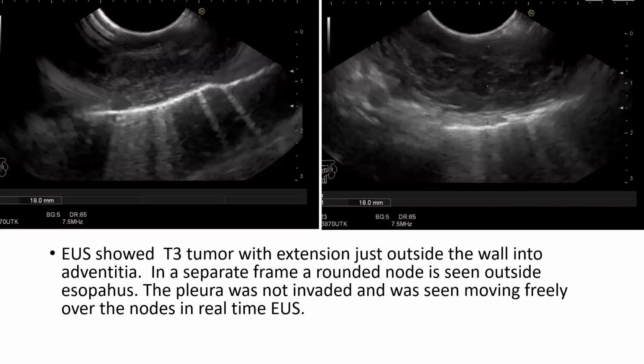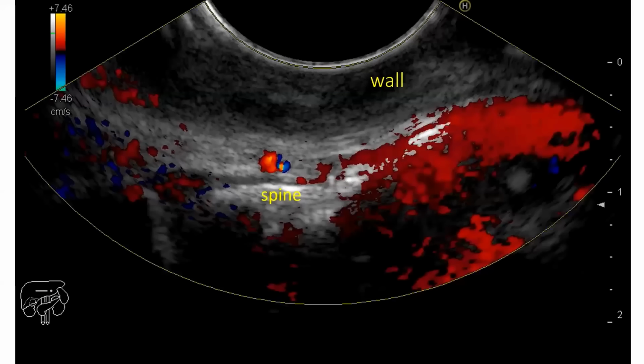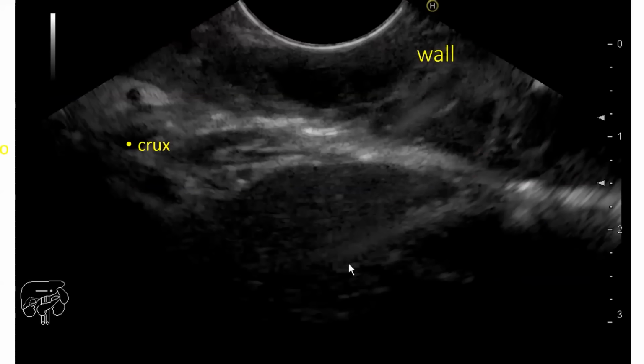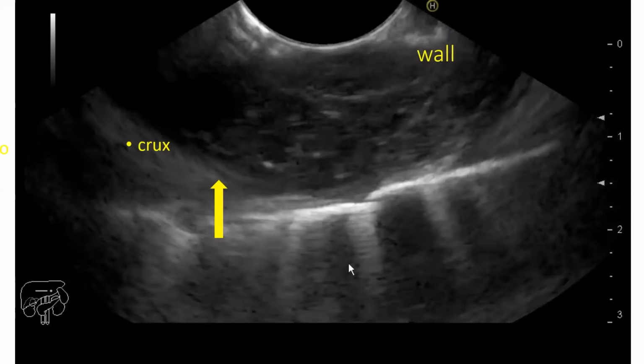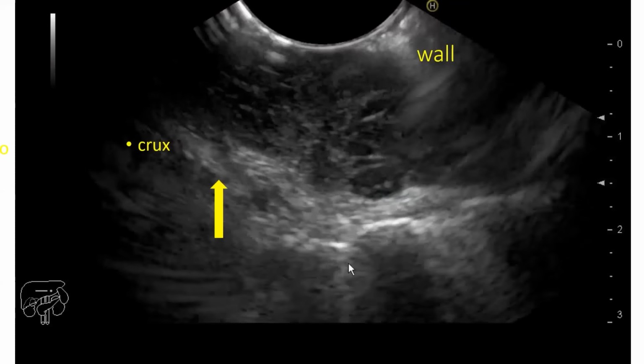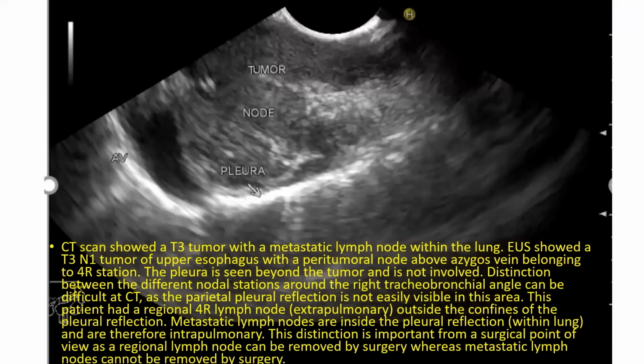T3 tumor with extension, in a separate frame a rounded node is seen outside, the pleura was involved, and it was seen freely in real time. So this is another case, and these are some cases, but I will probably not go into these details, just showing that this is the tumor, there is a spine, and then this. And this is a tumor involving the crux. The crux of the diaphragm is separately seen between the liver and the crux. So we always have to be able to see what the mediastinal invasion is. So this is a T3 tumor, metastatic lymph node in the lung, T3N1 tumor, and then there is a peritumoral node above the azygos vein. Pleura is seen beyond the tumor.